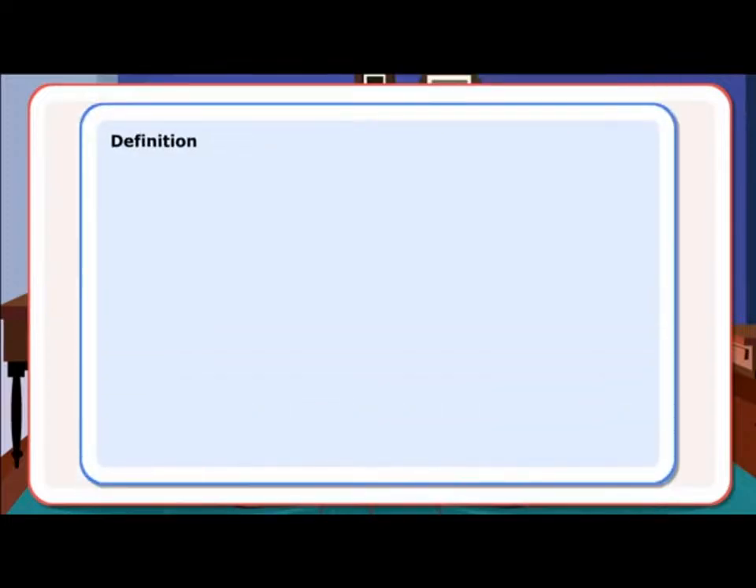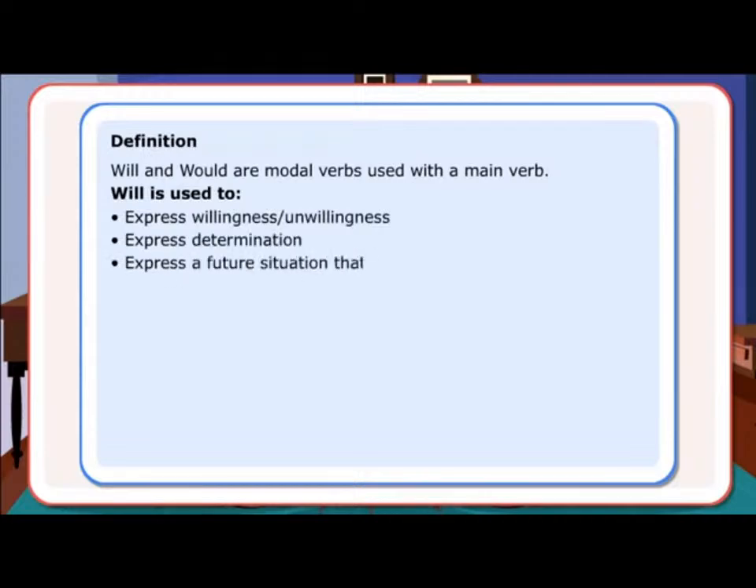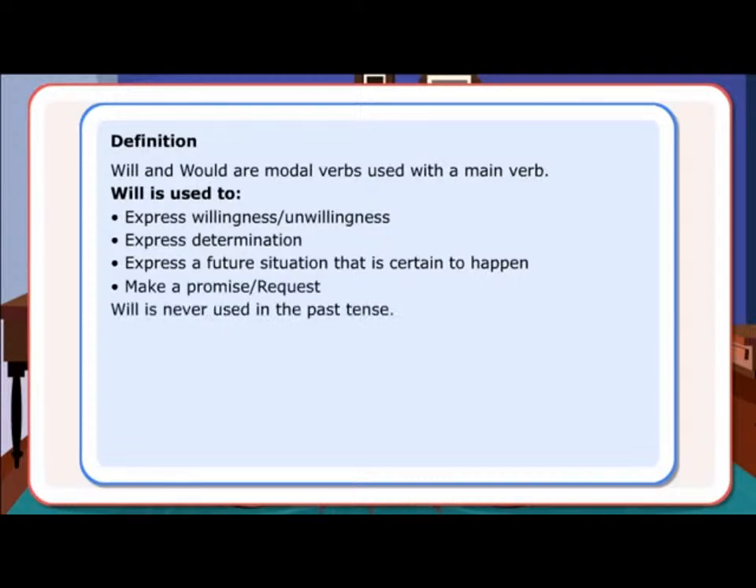Definition: will and would are modal verbs used with a main verb. Will is used to express willingness or unwillingness, express determination, express a future situation that is certain to happen, make a promise or request. Will is never used in the past tense.